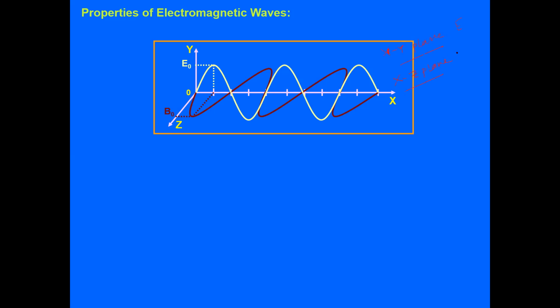This is the electric field, this is the magnetic field. So basically electric field and magnetic field are perpendicular to each other. The maximum value of the magnetic field is here B0 and the maximum value of the electric field is E0. And the wave is propagating along the x direction, that means perpendicular to both the electric field and the magnetic field.